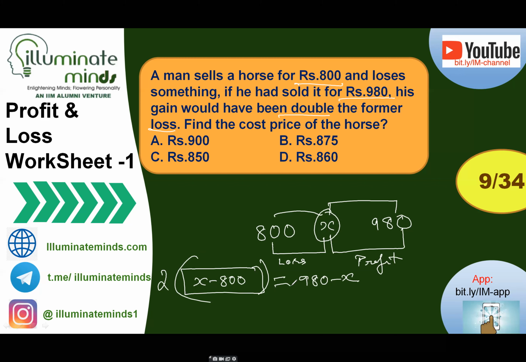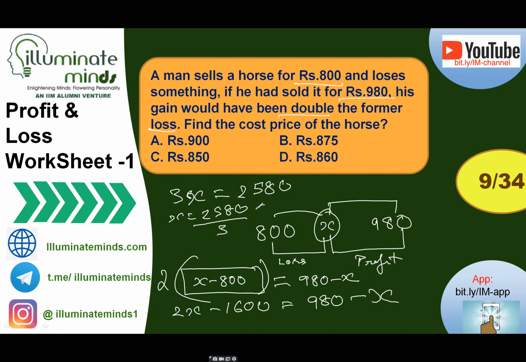So 2x minus 1600 is equal to 980 minus x. So 3x is equal to how much? This will be equal to 2580. So x is equal to 2580 divided by 3, which will be equal to 860. The correct answer is 860. I hope this is okay with each one of you guys.